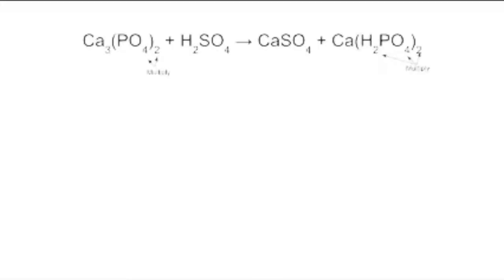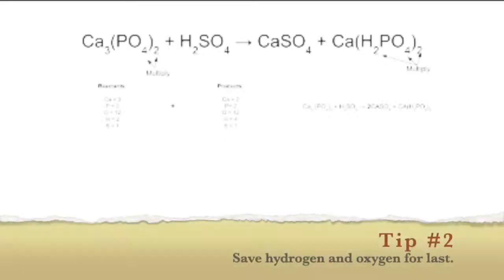Before we start, what do I do with those parentheses? You will multiply the subscript outside the parenthesis by the subscripts on the inside. You'll understand better once we get started. So like last time, I recommend that you write out how many atoms for each element are on both sides of the arrow. On the reactant side of the equation, there are 3 Cas, 2 Ps, 12 O's, because you multiply the subscripts 4 and 2 plus the 4 O's in the next molecule, 2 H's, and 1 S. On the product side, there are 2 Cas, 1 S, 12 O's, 4 H's, and 2 P's, and so it looks like our Cas and O's don't match.